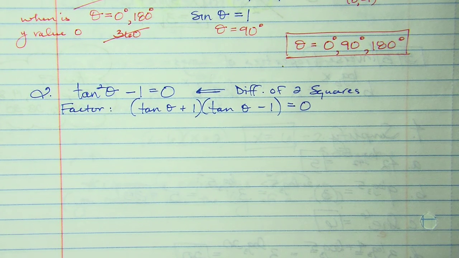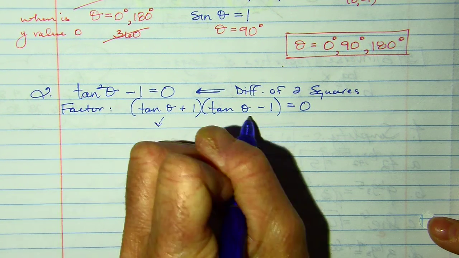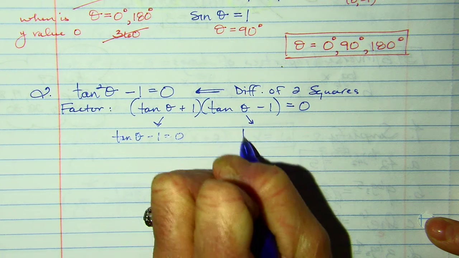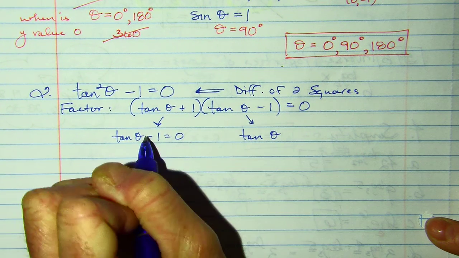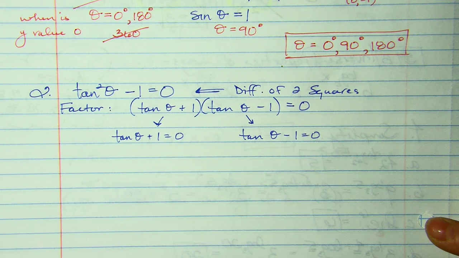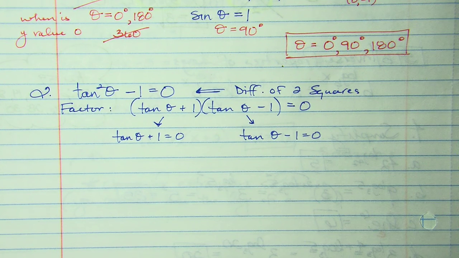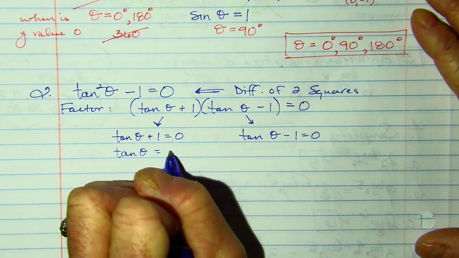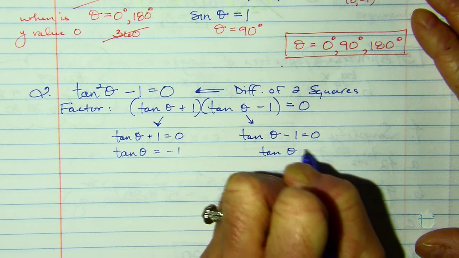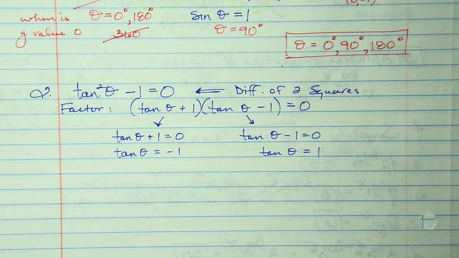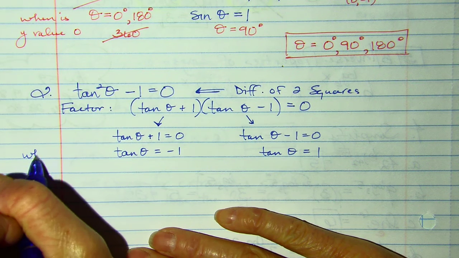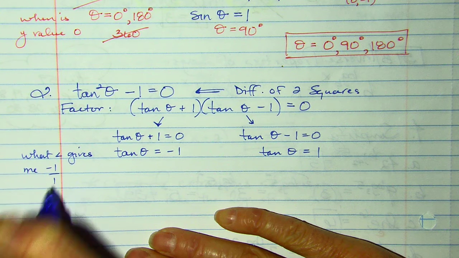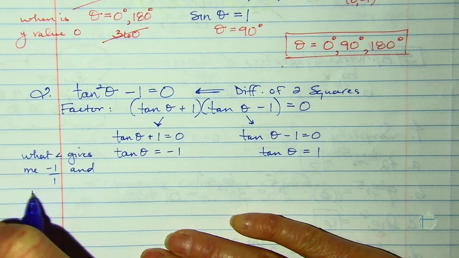So now that I have my factors, I'm going to set each of these equal to 0. So the tangent of theta minus 1 equals 0, and the tangent of theta, whoops, this is plus 1, equals 0. Right, and then I'm going to get the tangent by itself. So I'm solving for the tangent of theta equals negative 1, and the tangent of theta equals positive 1. So that is what I'm solving for, right? I'm asking myself what angle gives me negative 1 over 1 and positive 1 over 1, right?